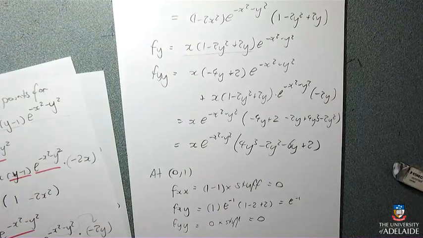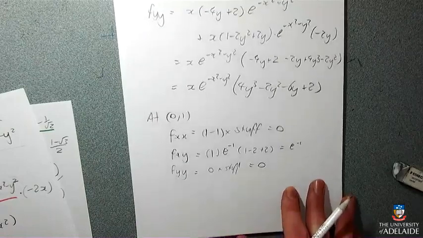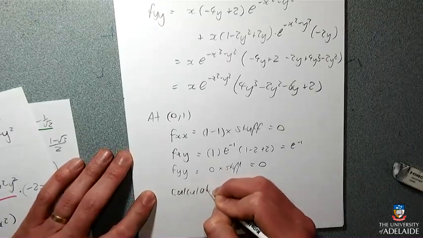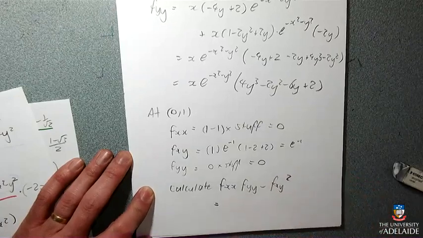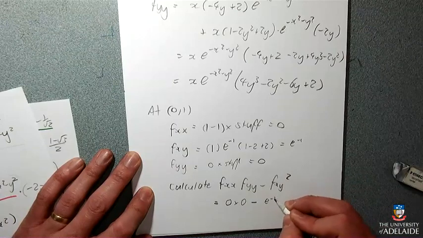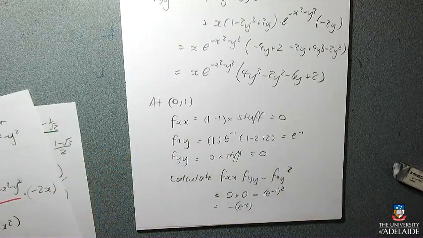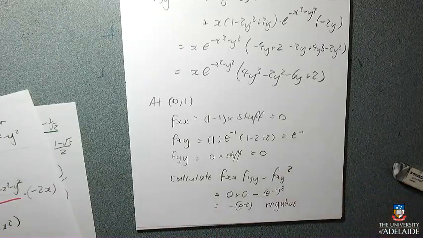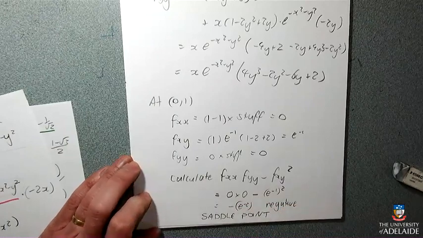Okay, so according to the rules that are written in the notes, if you find a critical point and then you look at all of these second derivatives, you can create this calculation, which your lecturer doesn't seem to have given a name. I call it the discriminant. You can do this calculation, fxx times fyy minus fxy squared. And so we have 0 times 0 minus e to the minus 1 squared, which is a negative number, because e to the something is always positive. So if this calculation comes out to be negative, it's a saddle point.